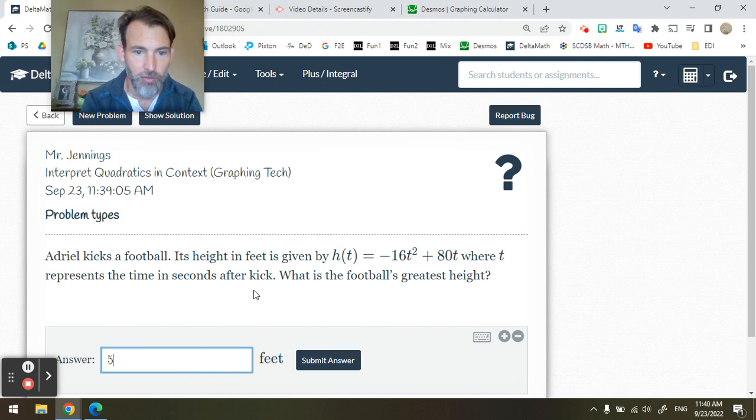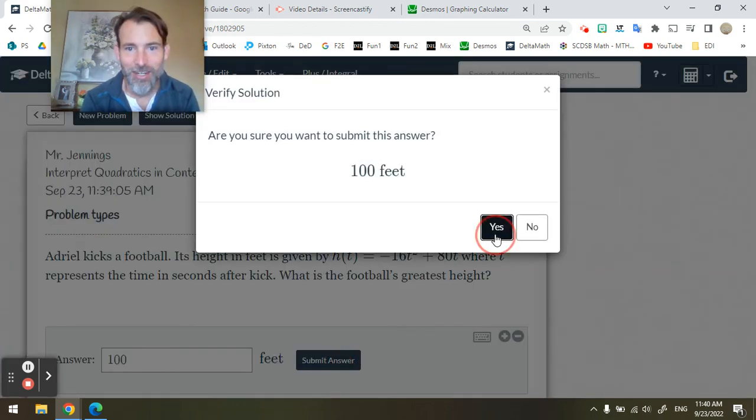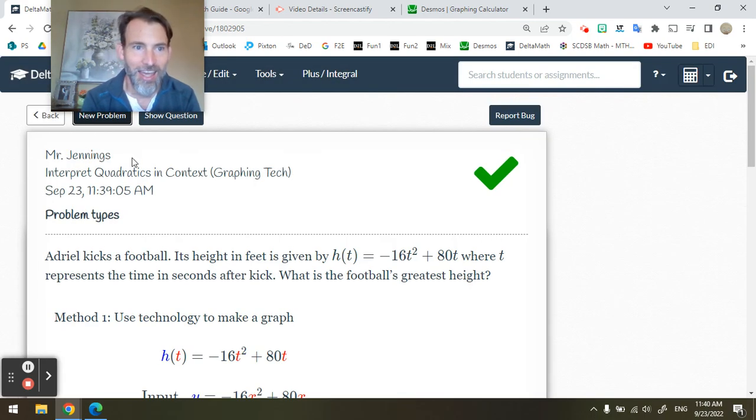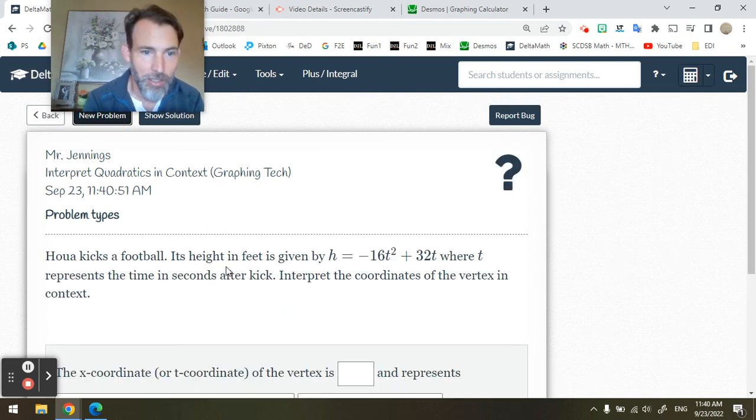So this answer is 5 feet. Oh, wait, what was the football's greatest height? Oh, it's 100 feet. Yeah, that I can believe. 100 feet, yeah, I could go 100 feet in the air. And then maybe these numbers are correct. So suddenly you change the scale, and I like your equation. So the answer is 100 feet, yeah. All right, so that's how you do those. So let's look at another one.